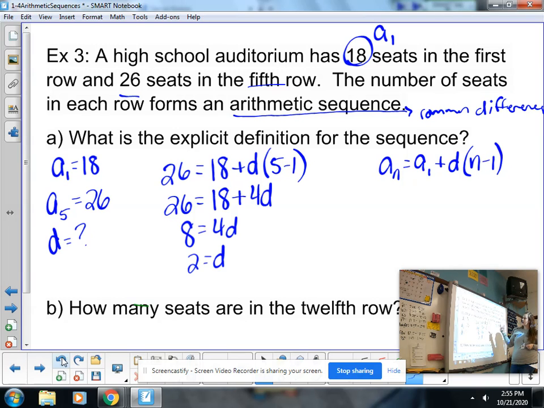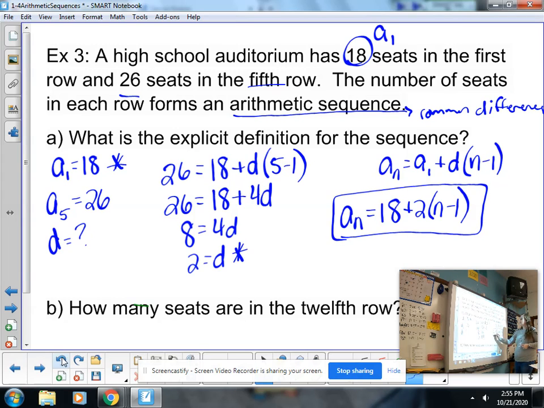So now that I know what my common difference is, I can take my common difference and my initial term, my first term, and plug into this formula. Again, I don't want to plug in the 26 and I don't want to plug in the 5 because I want to come up with some type of explicit definition that will allow me to find future values, which is actually what they're asking in part B. How many seats are in the 12th row? If I had plugged in the 26 and the 5, I wouldn't be able to answer this question.